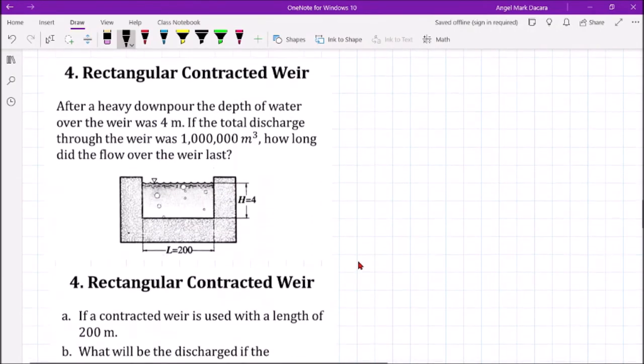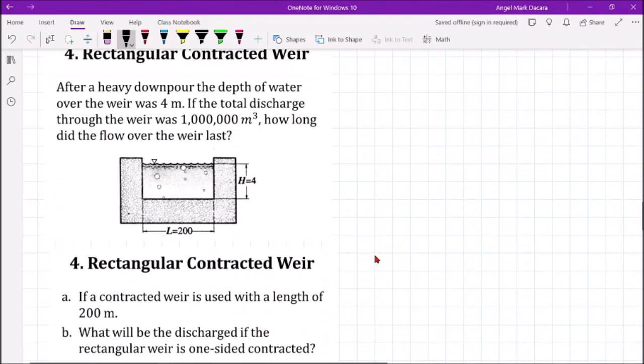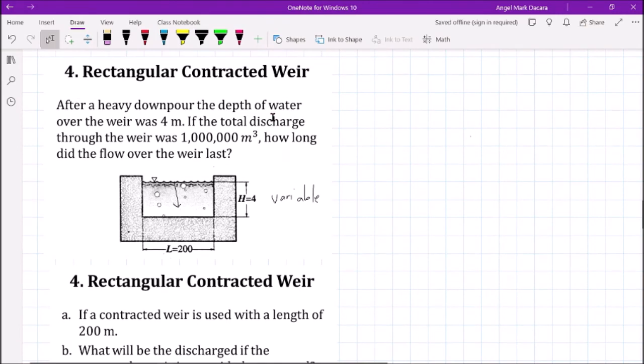Next is the rectangular contracted Weir. Okay. So, next is rectangular contracted Weir. Sabi, after heavy downpour, the depth of water of the Weir was 4 meters. Total discharge to the Weir was 1 million cubic meters. How long did the flow over the Weir last? Okay? So, this is a different situation kasi sabi, umulan, so binaha, yung channel siguro, o yung kanal, o kung ano man yun.